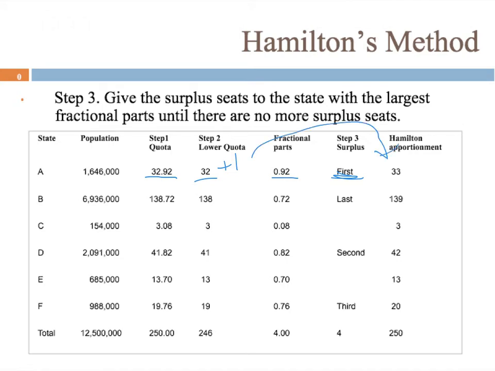All right. The next highest fractional part is state D with the 0.82. So we're going to give that second extra seat to state D, and that's where they get 42 from. And third, state F, and then there are only 4 seats, so the last extra seat goes to state B. Okay, and what this does, it fills in the gap, and now we're back to 250 seats, the original amount allowed in the problem.